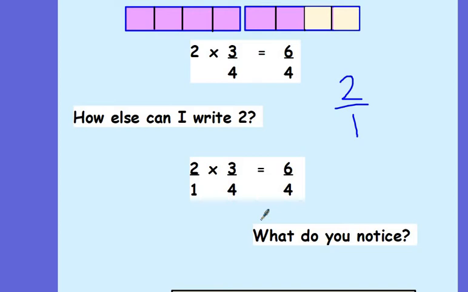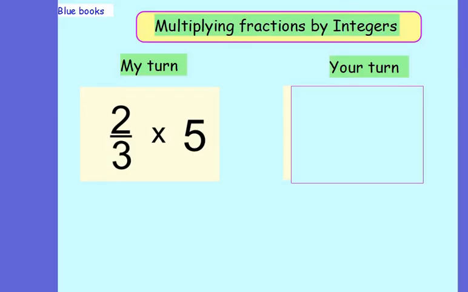KJ, have you spotted anything? Yeah, 2 times 3 gave me 6 and 1 times 4 gave me 4. Interesting, we've multiplied across the top, we've multiplied across the bottom. Let's use that now. In your dark blue books, can you write me the title, Multiplying Fractions by Integers?